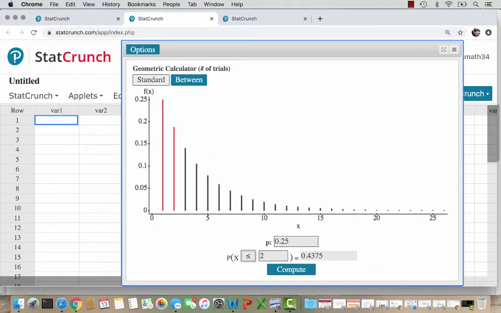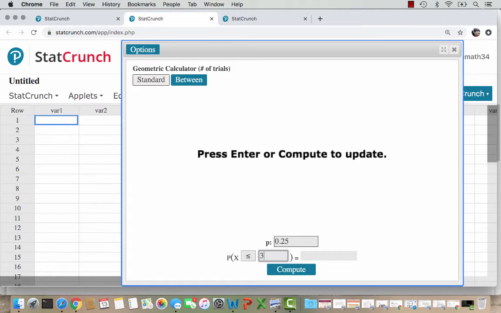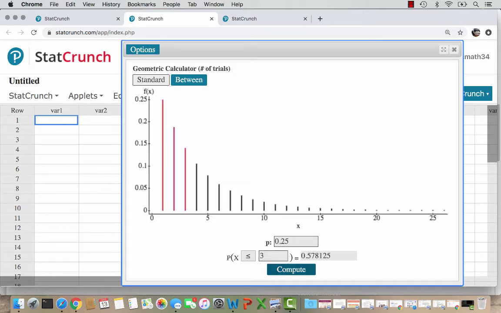So I'm going to keep my probability at 0.25, but calculate the probability that X is less than or equal to 3. And so that's shading in our graph the red bar for the first player drawing a heart, the second player drawing a heart, and the third player drawing a heart. And that works out to be just what we got, 0.578125. If you want to verify our calculation that just the third player draws hearts, you can change your inequality to be an equal sign. And there is that calculation, 0.140625, that we calculated, and the third bar is highlighted.